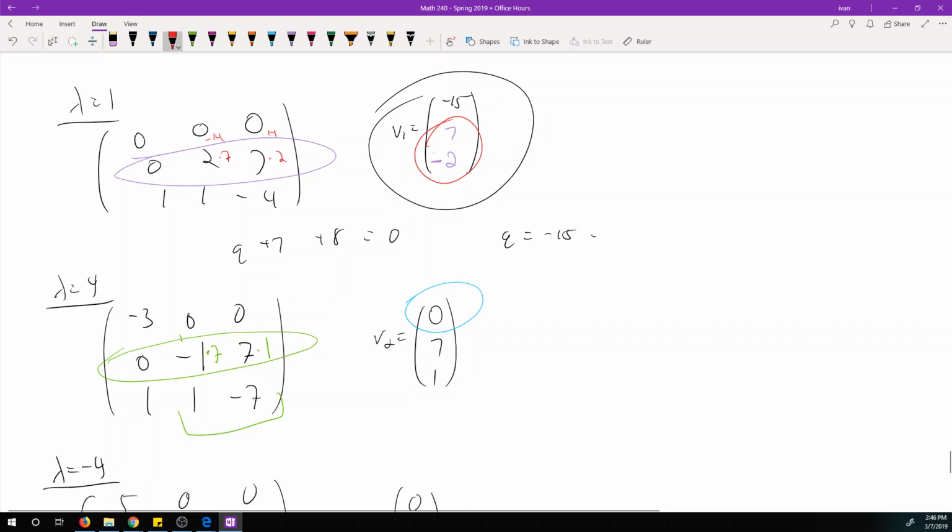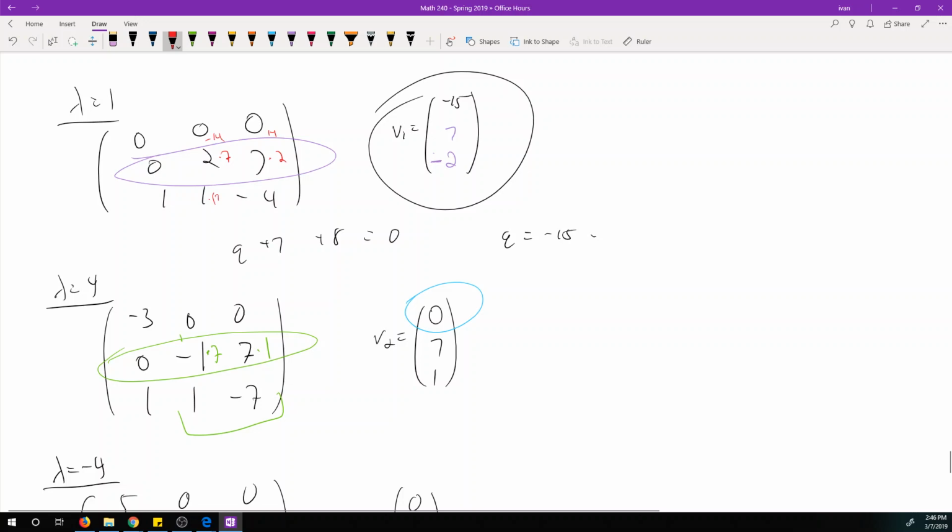I made the 2 a negative rather than the 7 a negative, but you had to make one of them negative. Okay, and then once I have that, this still doesn't tell me anything about the first entry because there was a 0 there, right? So now, since I have a 7 and a negative 2, I take those numbers and I go down here and I do the same thing.